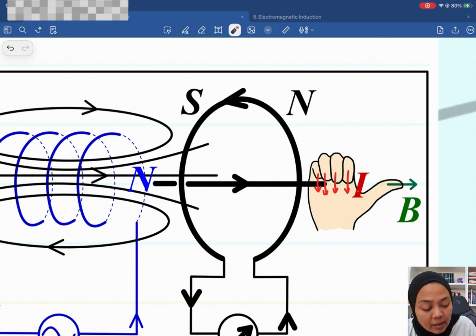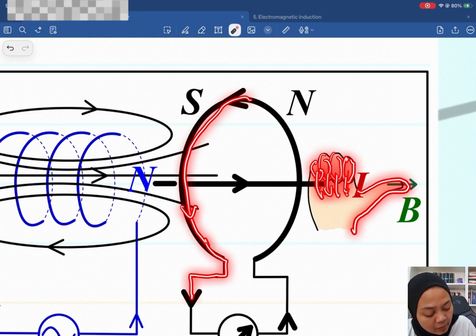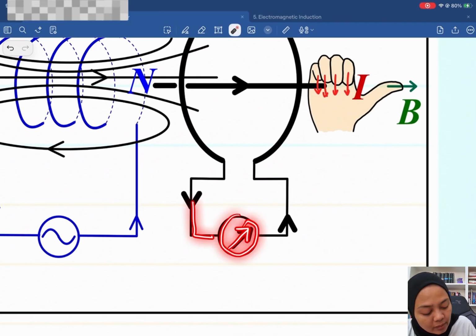And using the right hand grip rule, our thumb now is facing to the right. The forefingers now show the direction of the current downwards to the front. And as the current flows through the galvanometer, it starts to deflect to the right.